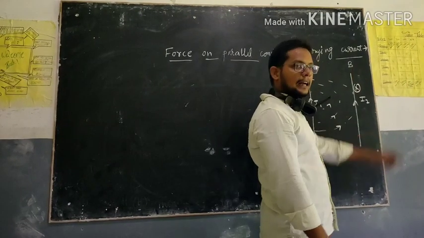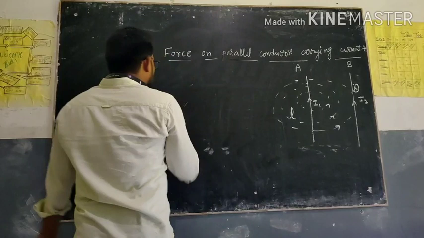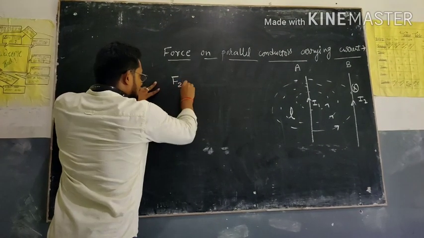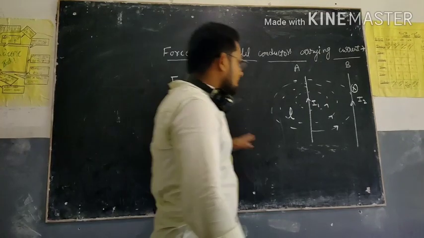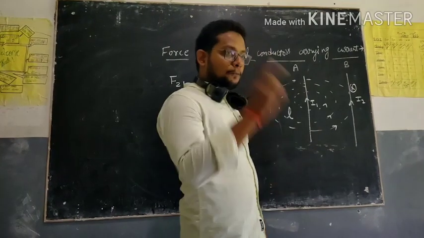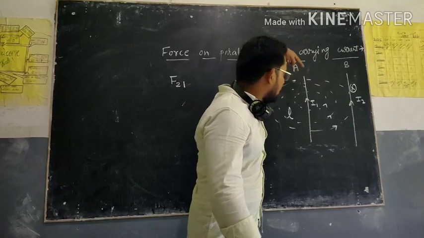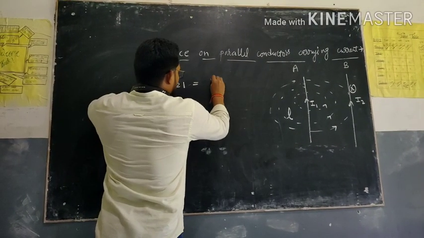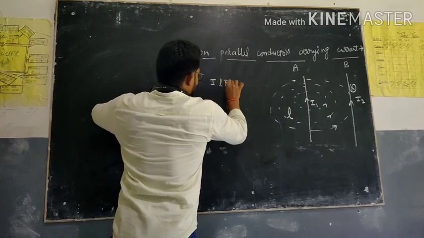Current moving is I2. So we can derive a formula, that is force on the second conductor due to first, because this conductor will experience force because of magnetic field of conductor A. So F21 will be ILB sin theta.